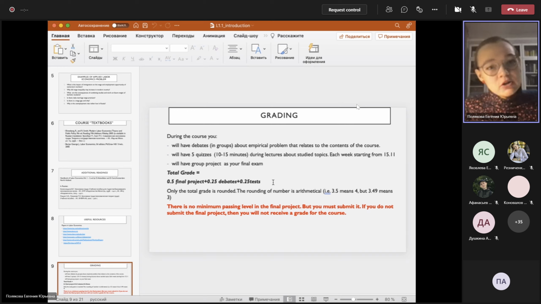You see the percentage of each part of your grades in the slides. Only the total grade is rounded, with arithmetic rounding of numbers. You can see the example. The minimum pass level for the course will be 3.5.